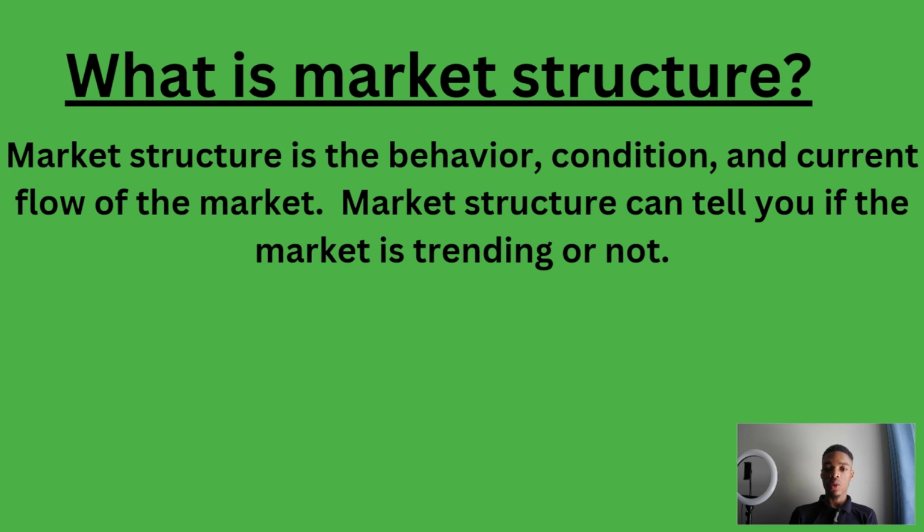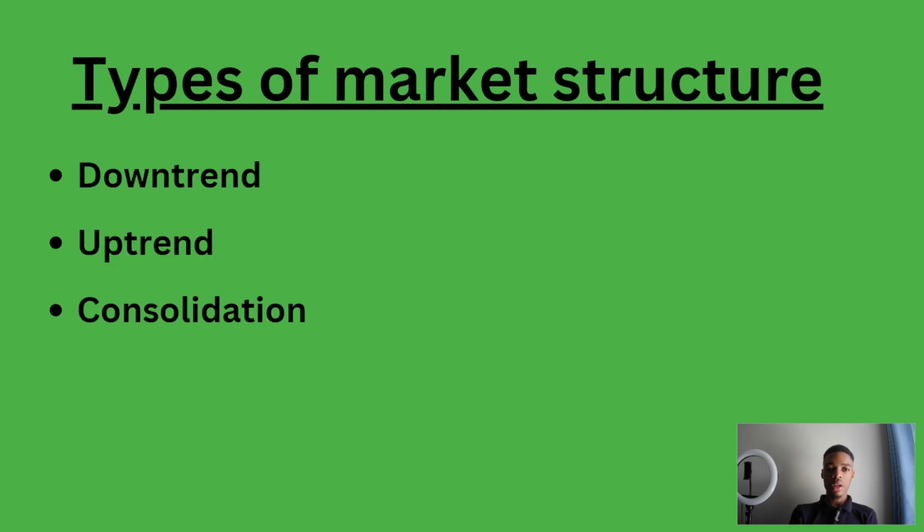Alright, if it's going up, I want to buy. If it's going down, I want to sell. If it's trading sideways, am I looking to trade that? If there is no clear direction, am I looking to sit it out? What exactly am I going to do? Now, there are three types of market structure. We have our downtrend market, our uptrend market, and our consolidation or sideways market.